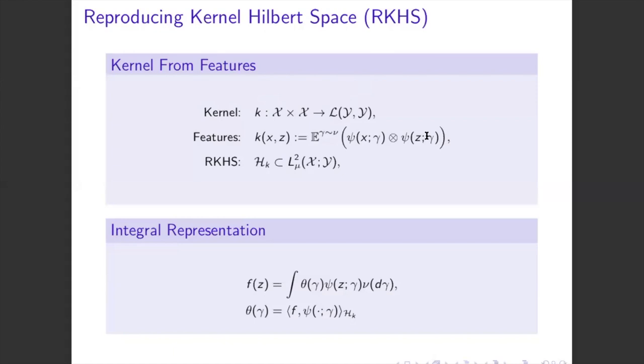So here, Y is a Hilbert space. And it's the expectation with respect to these random features. That gives what's known as a reproducing kernel Hilbert space.